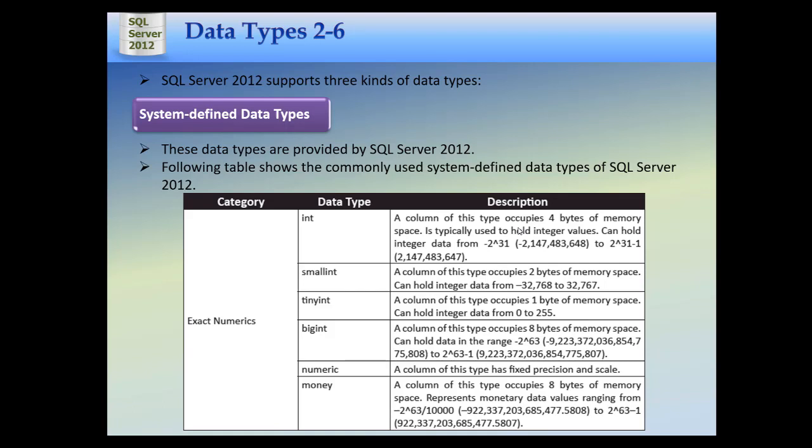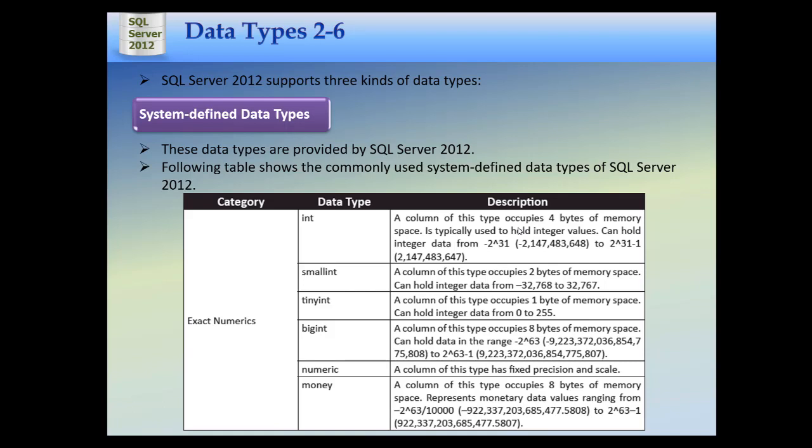Now, for integers, just like in the other programming languages, we are actually storing whole values. This is like the number of students in a class, the number of objects in a carton or something like that. So the range you can see there is 2 raised to 31. That is about negative 2 billion all the way to positive 2 billion. We have small int. So a column of this type occupies 2 bytes of memory space, and it can hold integer data from minus 32,000 all the way to positive 32,000. Tiny int, basically, this occupies 1 byte of memory space, and it can hold integer data from 0 to 255.